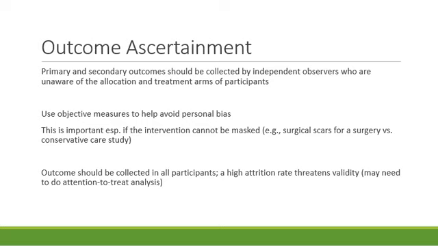Primary and secondary outcomes should be collected by independent observers who are unaware of the allocation and treatment arms of participants. You should use objective measures to help avoid personal bias. This is important, especially if the intervention cannot be masked, for example, surgical scars for surgery versus a conservative care group. Outcomes should be collected in all participants, and a high attrition rate threatens the validity.